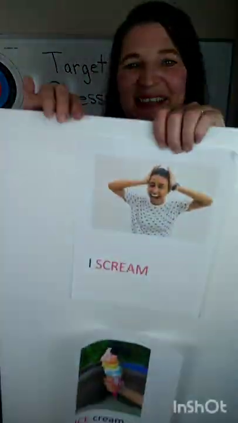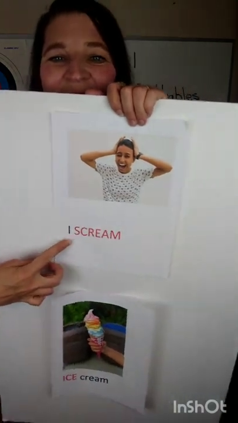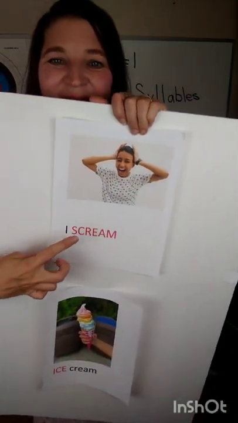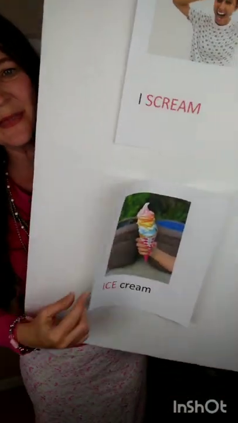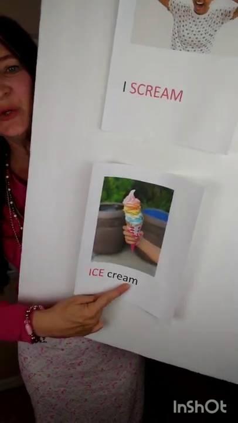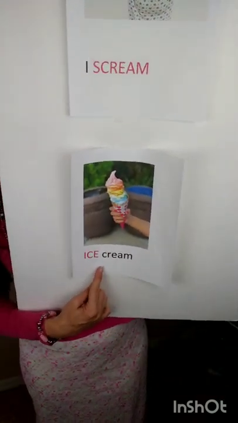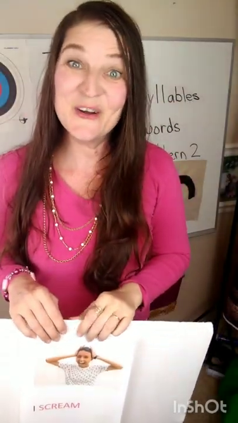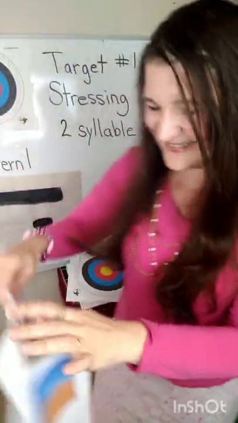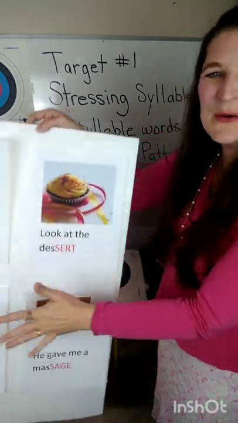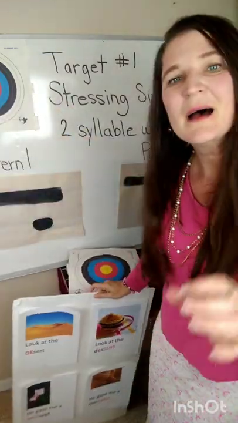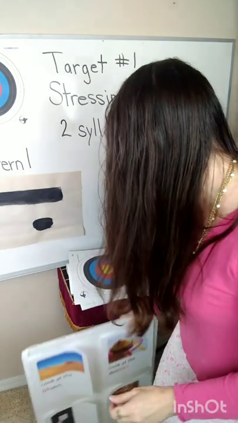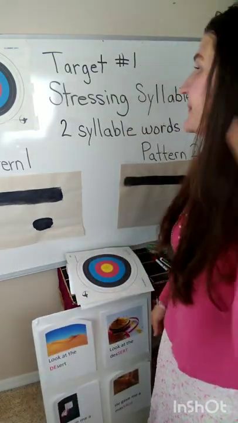Oh, my favorite. Ice cream. Ice cream. Ice cream for ice cream. Each of those are some examples of stressed syllables and unstressed syllables.